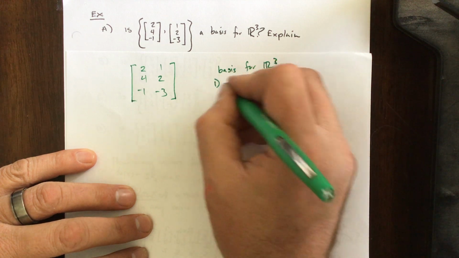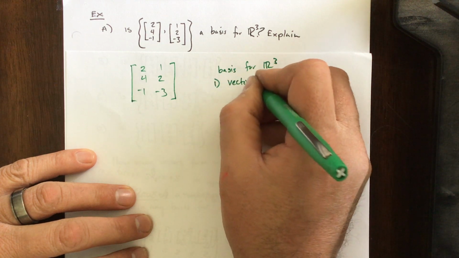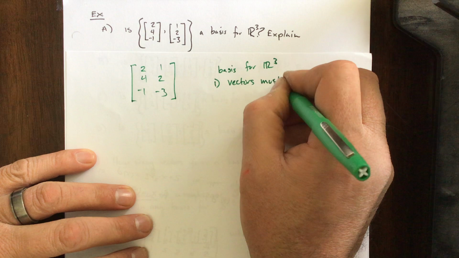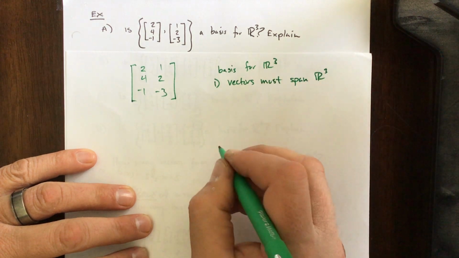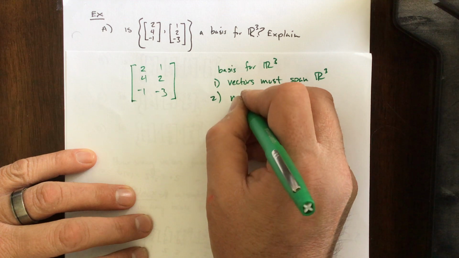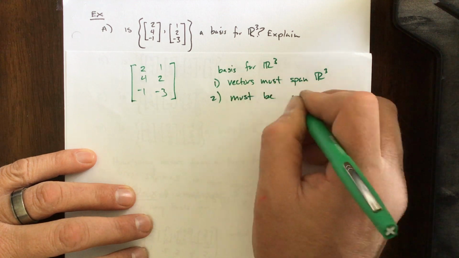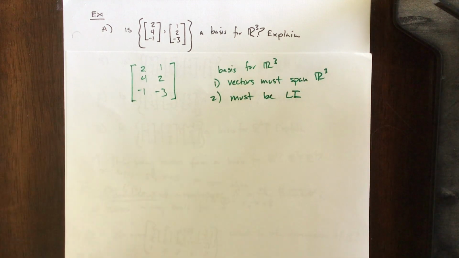the vectors must, one, span R3, and two, must be linearly independent.